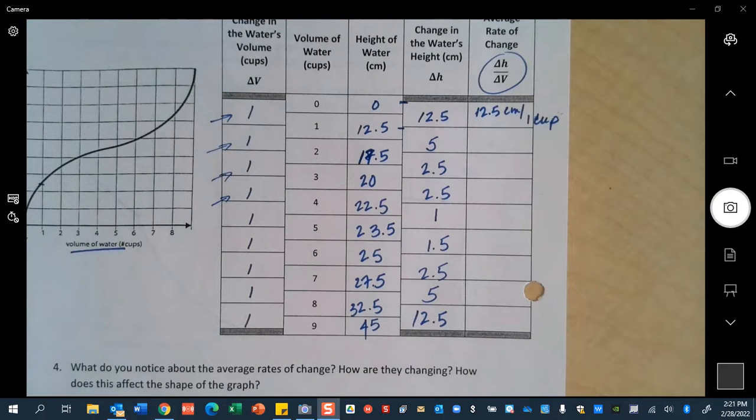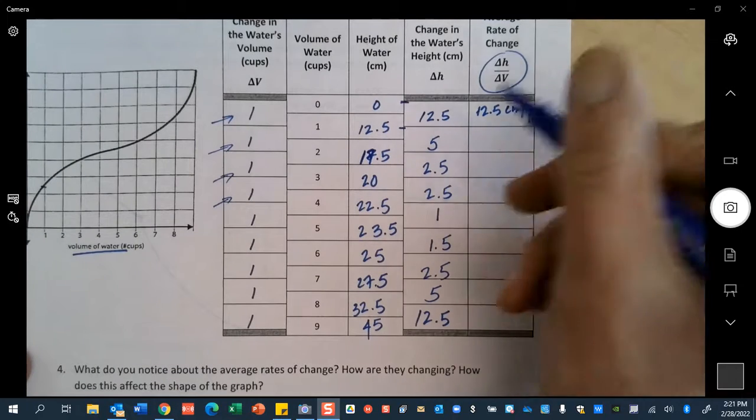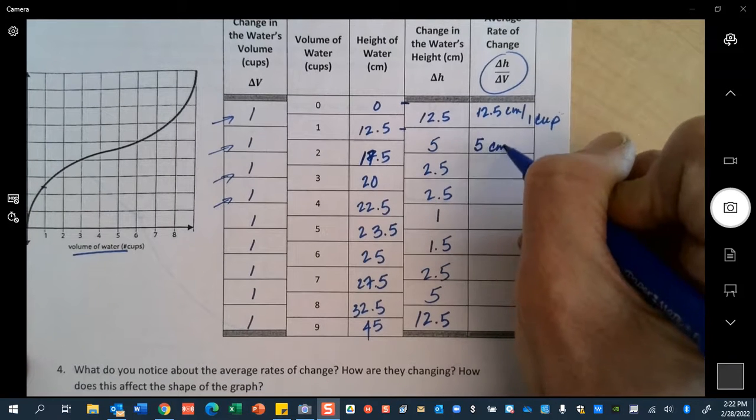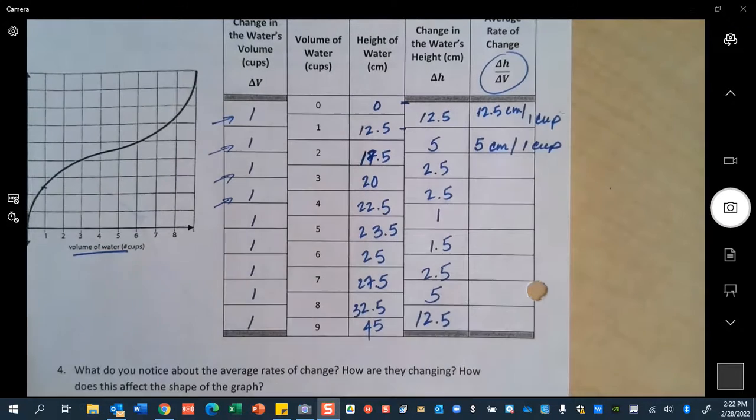So when you're talking about an average rate of change, let's not be lazy. Let's include our units. So it's centimeters per cup, because we want to make sure that everybody knows that I'm putting in 1 cup at a time. That's my constant. So even though these two columns have the identical values, we want to make sure that 12 centimeters is one conversation, or 5 centimeters is one conversation, but 5 centimeters per 1 cup lets us know what that rate of change is.